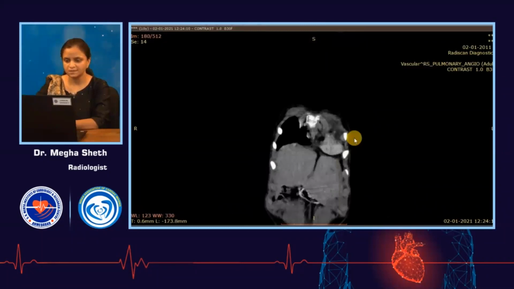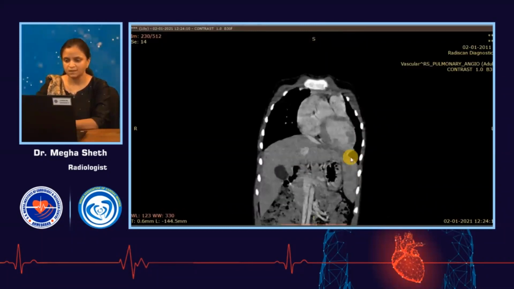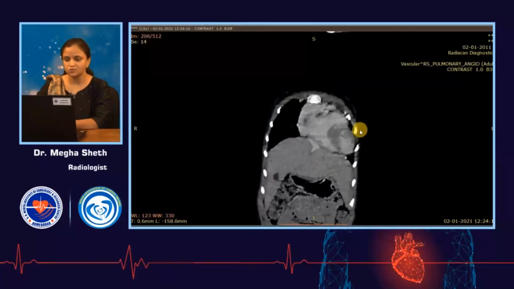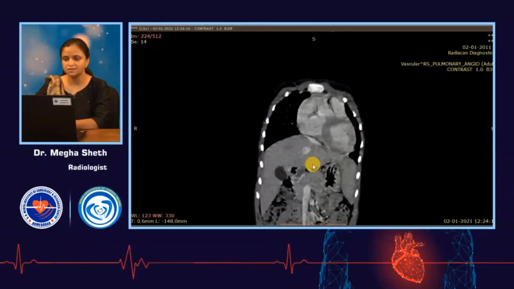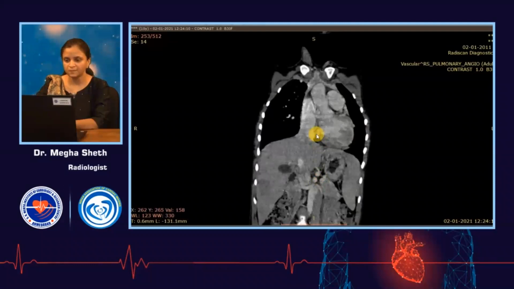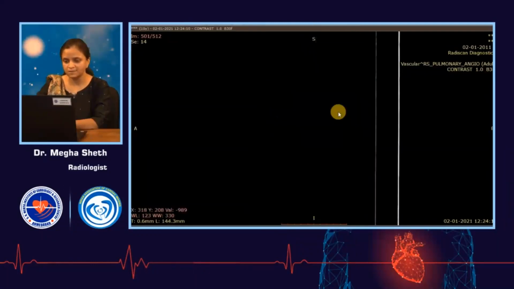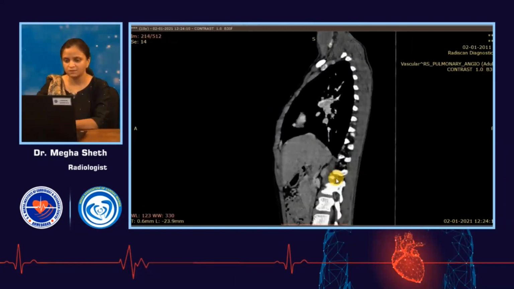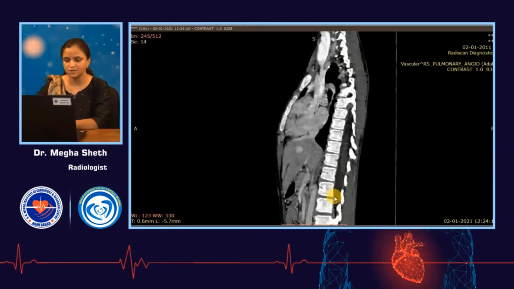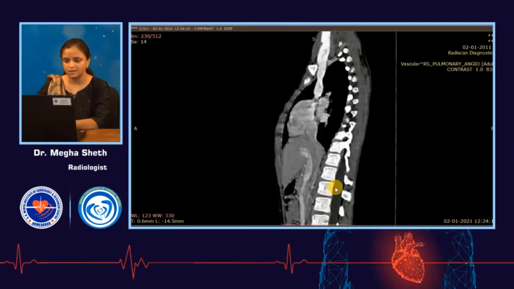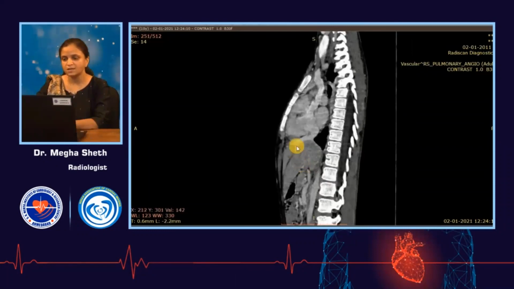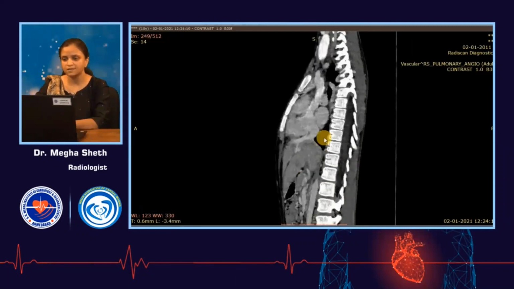See, this is our portal vein. It goes a tortuous course, narrowing here, tortuous, and then here it drains into the suprahepatic IVC. Again the same case. This is the portal vein in sagittal sections. Here there is narrowing, but it is draining into the suprahepatic IVC.